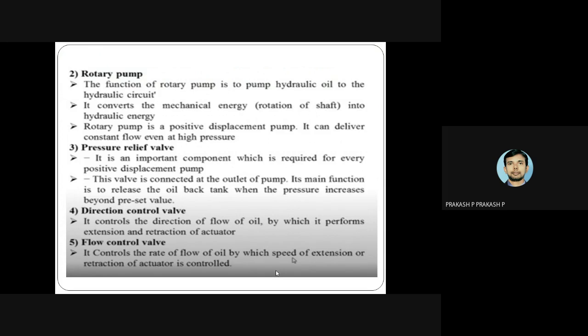The next one is the flow control valve. We can control the flow rate of the oil with the help of the flow control valve. The speed of extension or retraction of the actuator is also controlled.